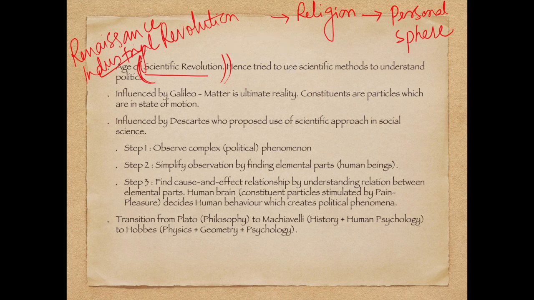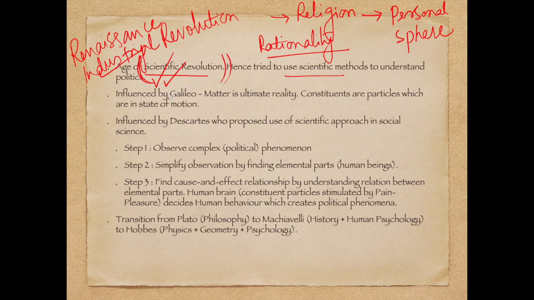So in the scientific era, it was all about rationality. It was about science. It was about reason. It was about logic. Okay, and Hobbes was all for applying scientific methods to understand politics. So this is what the age of scientific revolution was all about. It was about using these scientific methods to analyze politics and to find solutions to political problems.